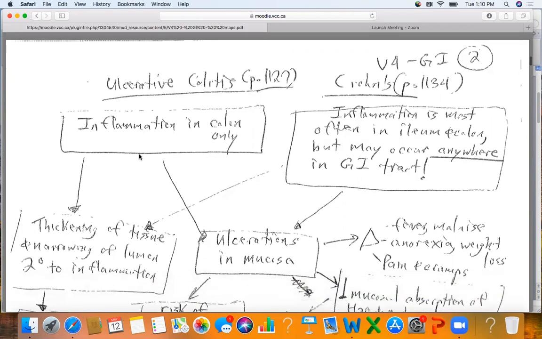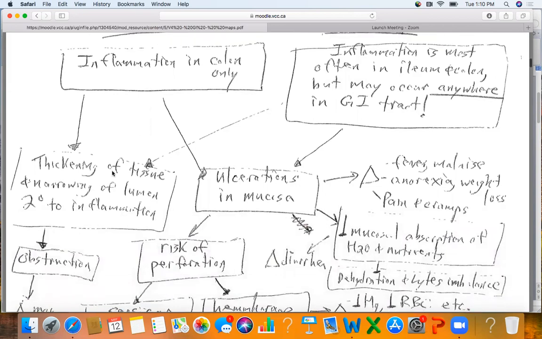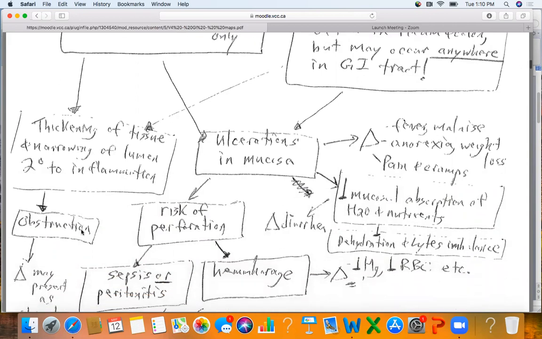So back to the diagrams here. When we have inflammation in the colon, it leads to a thickening of tissue, as we just talked about, and a narrowing of the lumen. This is obviously a problem for stool and even water trying to pass through the bowels, as they can become obstructed in the narrow lumen. So there we've answered that one question of how can obstruction occur.